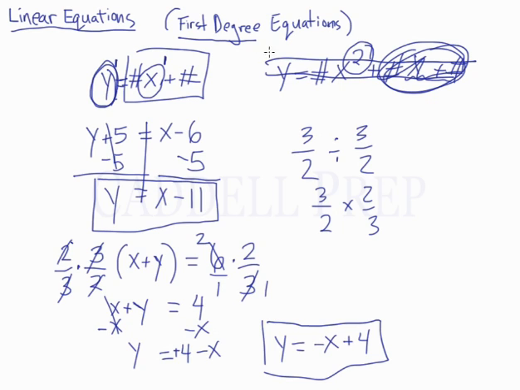So for first degree equations, we're going to have two variables, both of them raised to the first power, nothing greater than that. And we're going to solve for one of the variables. In most cases, we're going to solve for y.